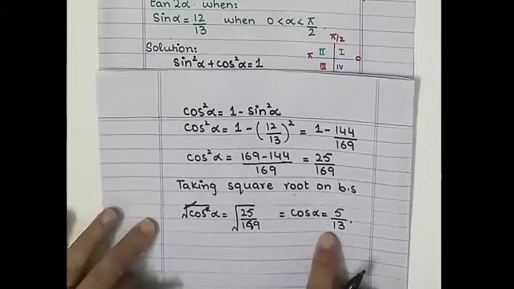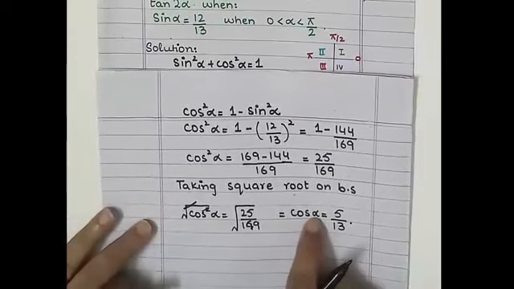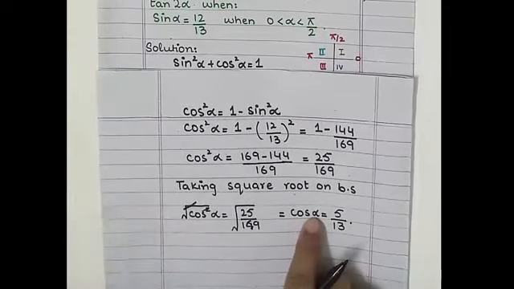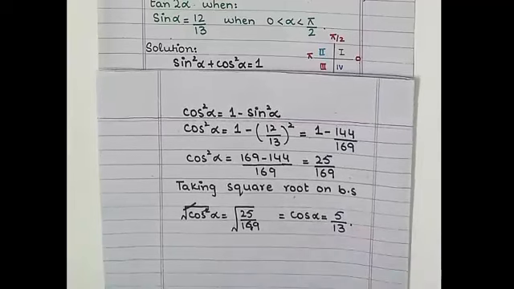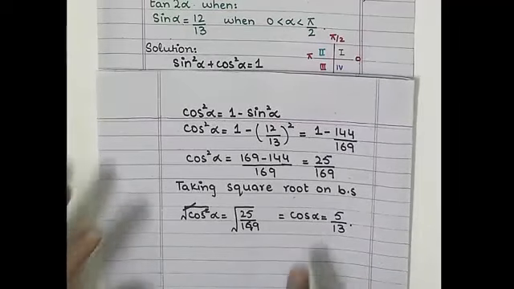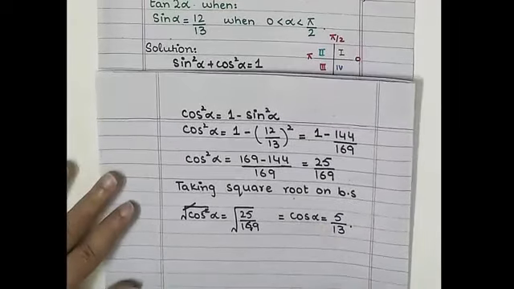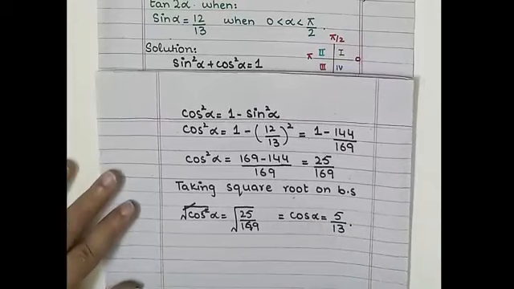We have a plus and minus sign, but since alpha lies in the first quadrant where all trigonometric ratios are positive, we will ignore the negative sign and consider only the positive sign. So from here we have the value of cos alpha. So we will put the values in the formula.